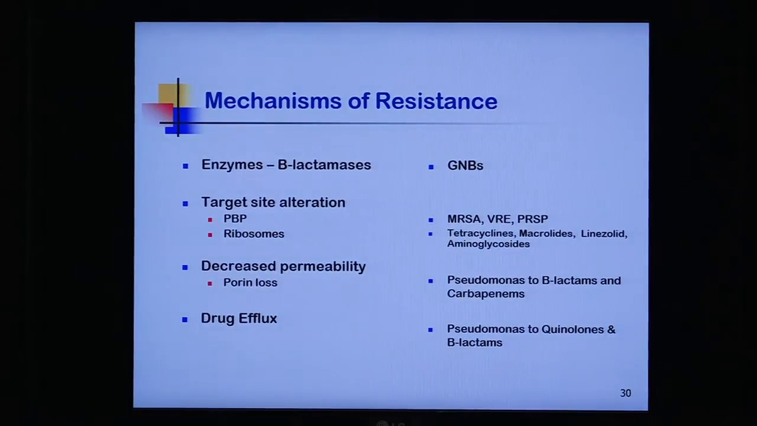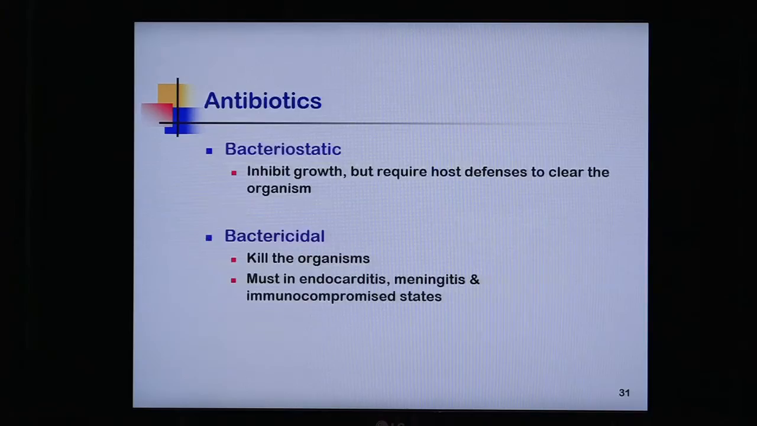And the examples: all the gram negatives mostly have beta lactamases, so they have their resistances mostly through beta lactams. The MRSAs, the VREs, and the penicillin resistant Strep pneumoniae mostly have their resistances due to the change of the target site, the change in the penicillin binding protein. Similarly, the ribosomal target is changed against antibiotics like tetracyclines, macrolides, etc. Then most of the pseudomonads demonstrate either decreased permeability or increased efflux by way of either porin loss or developing an efflux system. We must have an idea of which antibiotics, which organisms, have which prominent mechanisms of resistance.